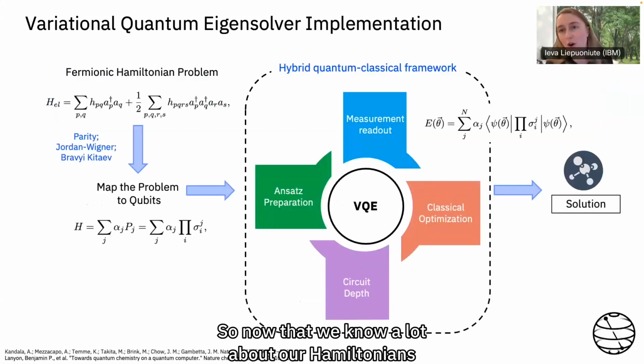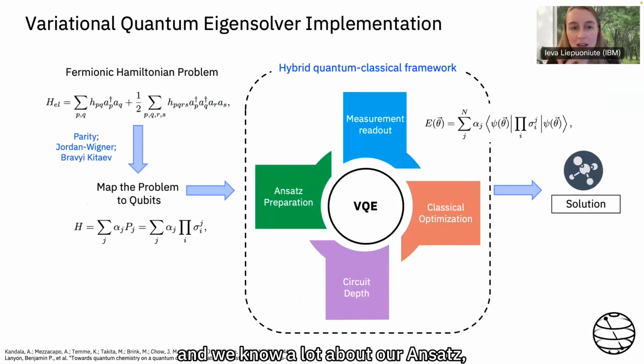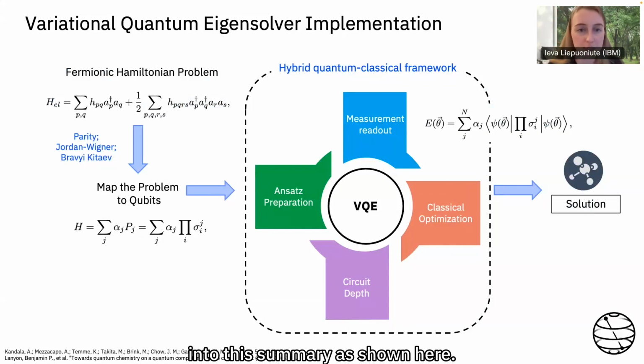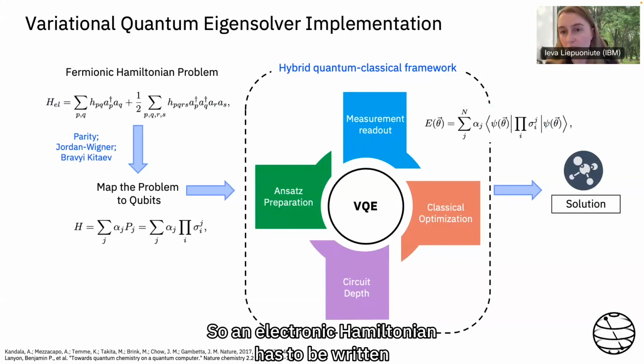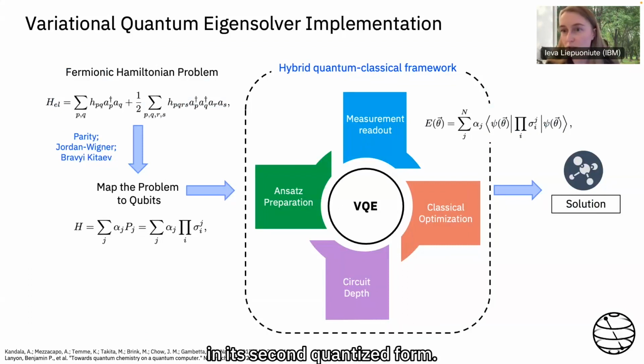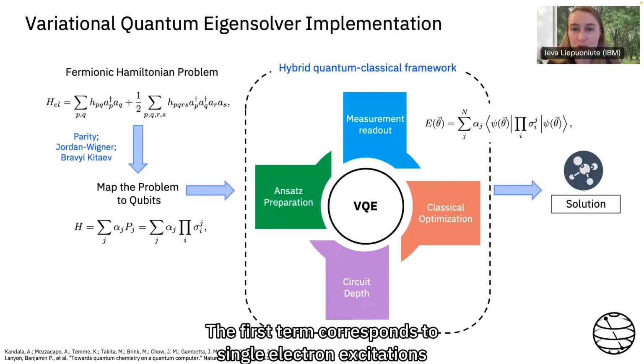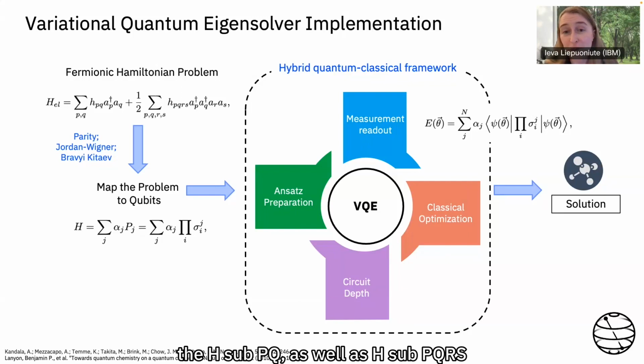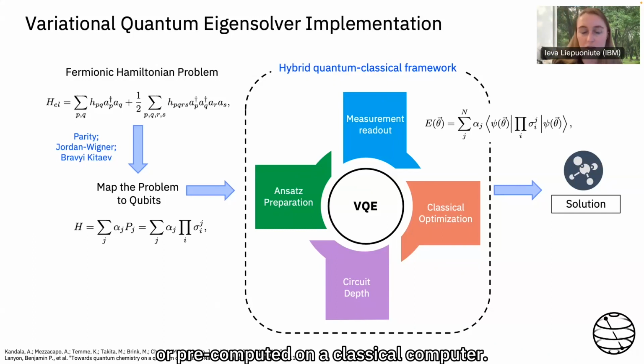So now that we know a lot about our Hamiltonians and we know a lot about our Ansatz, we can put all these pieces together into this summary as shown here. An electronic Hamiltonian has to be written in its second quantized form. The first term corresponds to single electron excitations, and the second term corresponds to two electron excitations. The h_pq as well as h_pqrs are one and two electron integrals that are essentially computed or pre-computed on a classical computer.